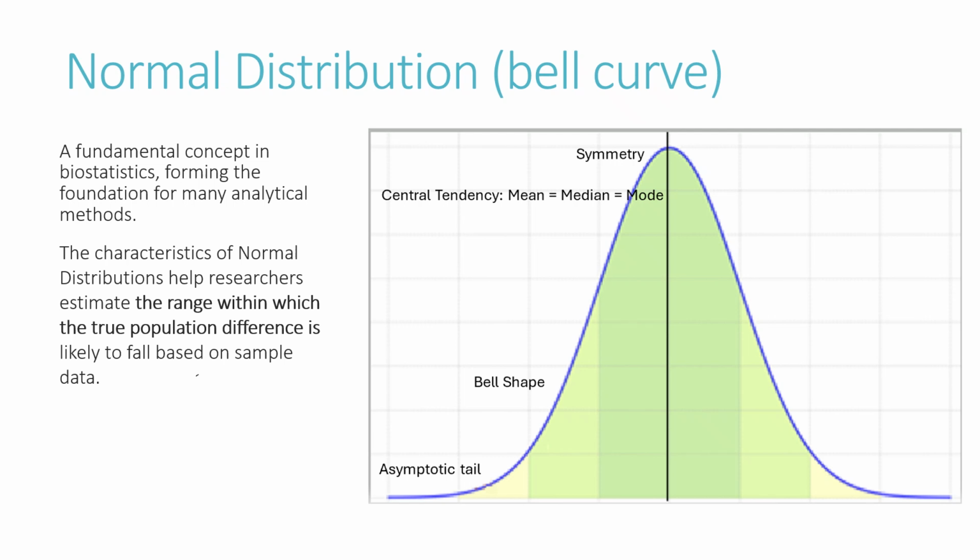The normal distribution, commonly known as the bell curve, is a fundamental concept in biostatistics. It underpins many analytical methods, helping researchers estimate the range in which the true population values are likely to fall based on sample data. To better understand how normal distribution works, let's first explore a simple example.